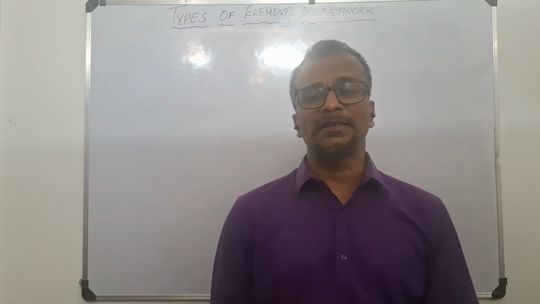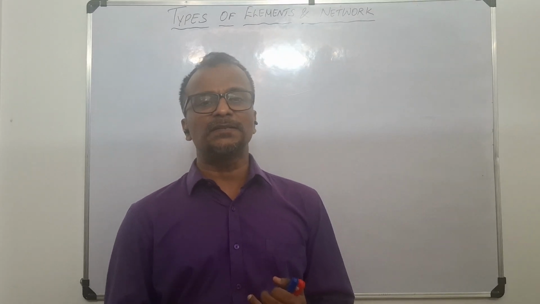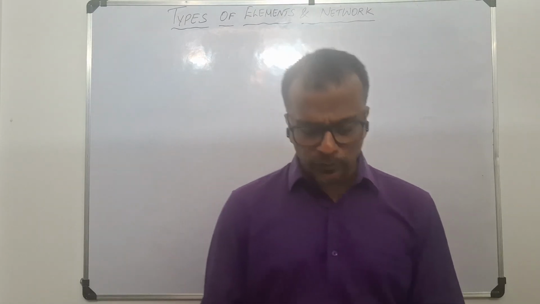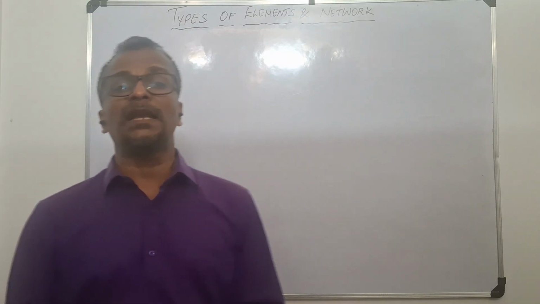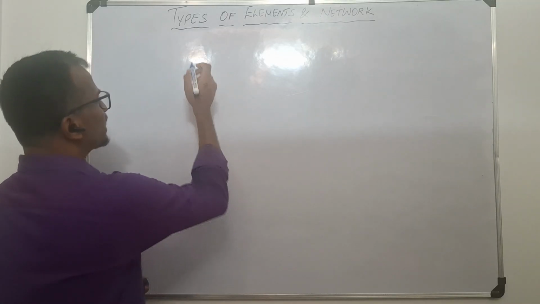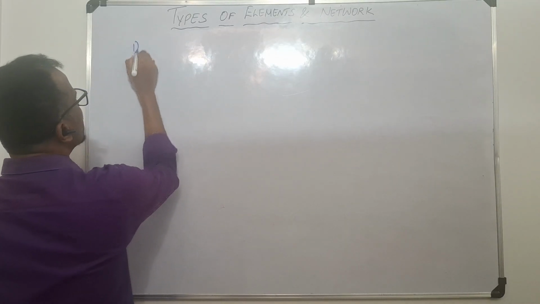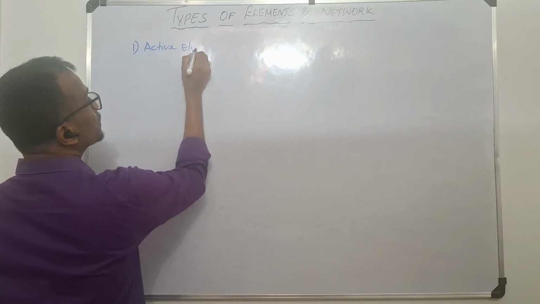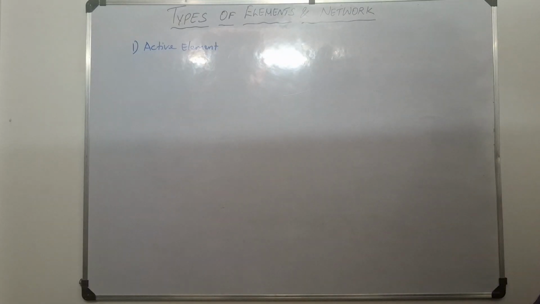In today's session, we have seen very clearly what is meant by resistance, what is meant by inductance, what is meant by capacitance. Today, we are going to learn what are the different types of electrical elements available. In the electrical circuit, normally types are classified as active element and passive element.